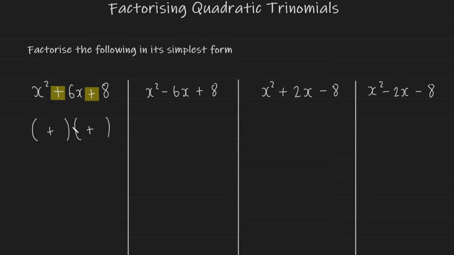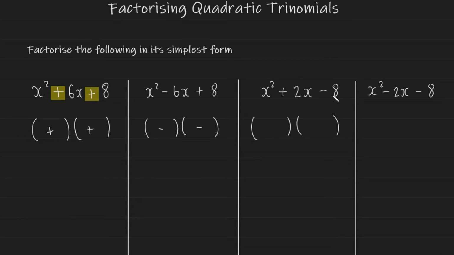I'm just going to say it one more time. If the last symbol is positive, then your 2 symbols are the same. If the middle term is positive, then those 2 same operations are going to be positive, the same operation as that of your x term. Okay, let's go ahead and do that for all of the quadratics. I know it's going to be 2 brackets. The final term is a plus, so my symbols are the same. The middle term is a minus, so therefore my 2 symbols are minuses.